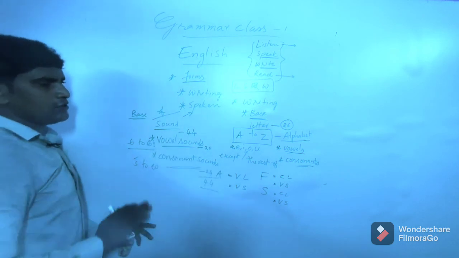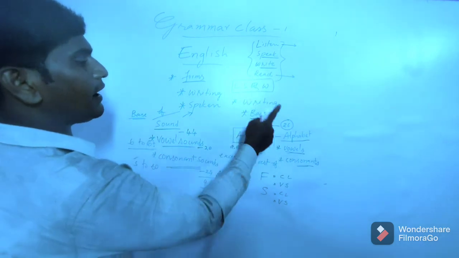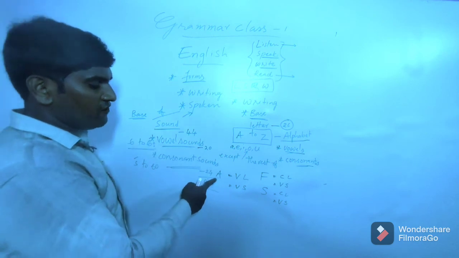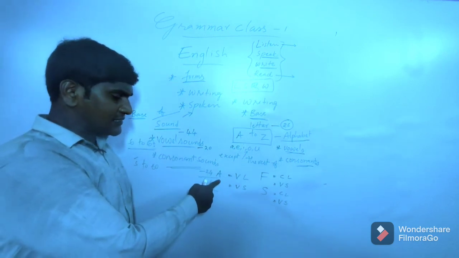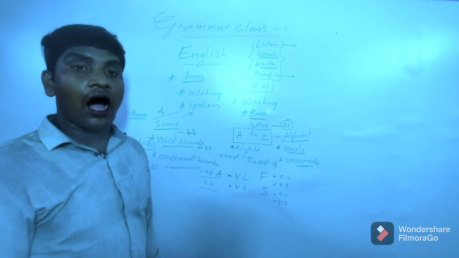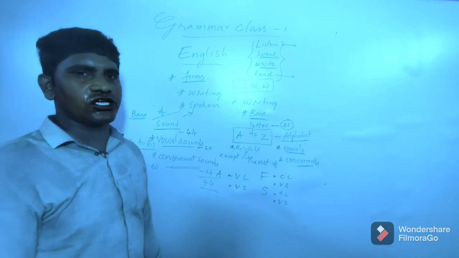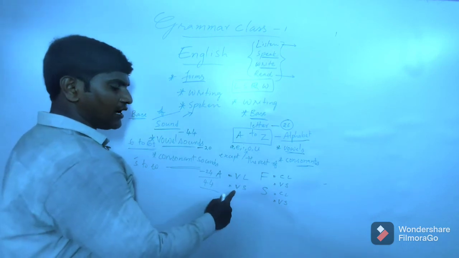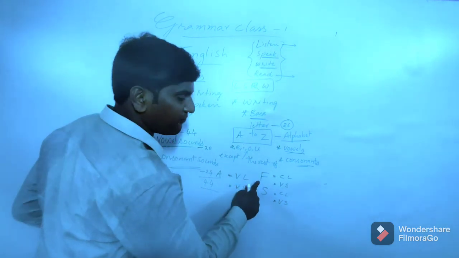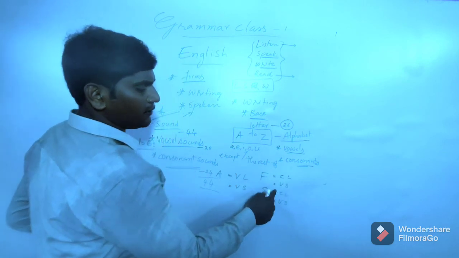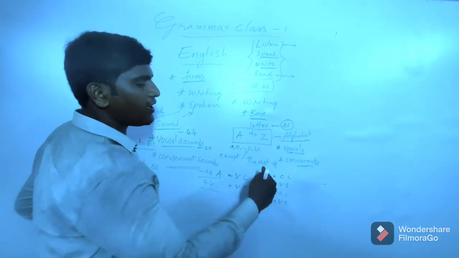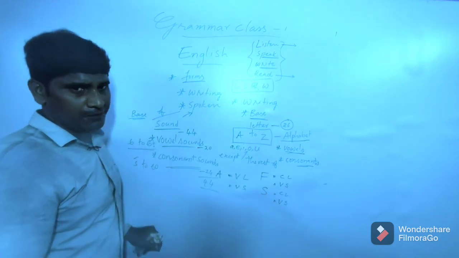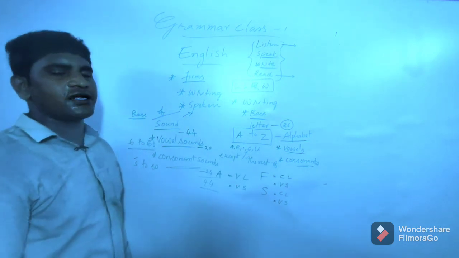Here you first have to differentiate: letter is different, sound is different. For that I gave an example. If we take A, it is to be pronounced like A. It is a vowel letter and a vowel sound. But when we take F, it's a consonant letter, but it is a vowel sound. Why it is to be considered a vowel sound, I have already explained. So try to understand this class.